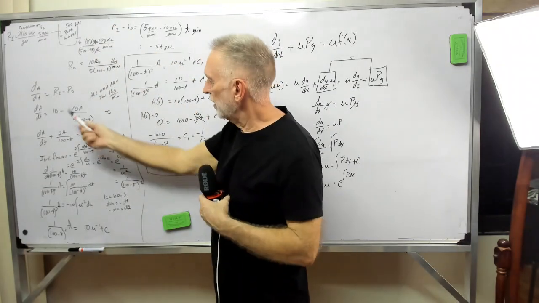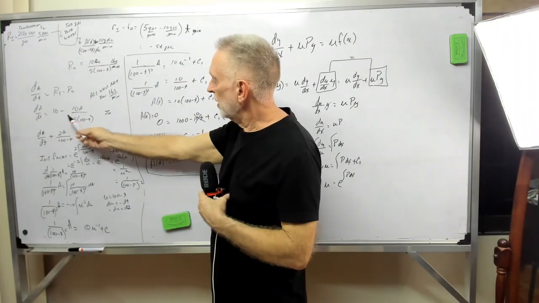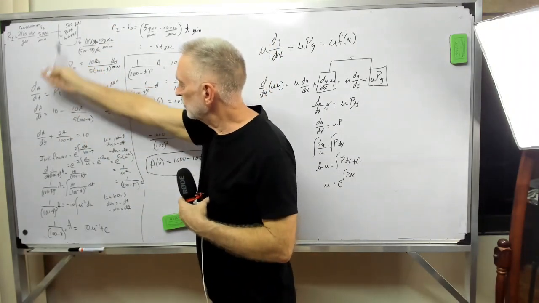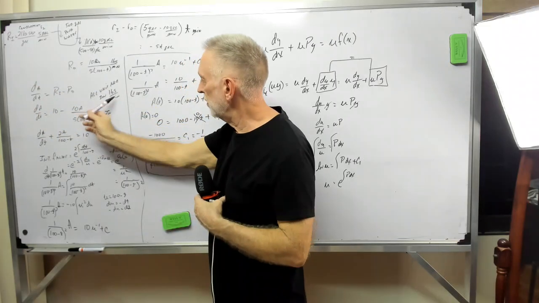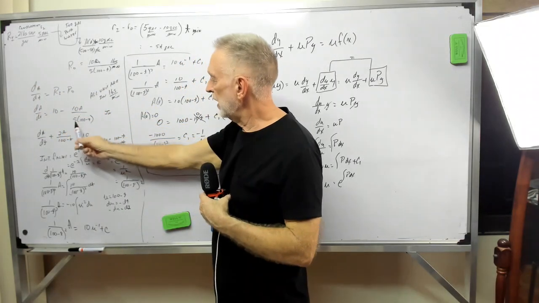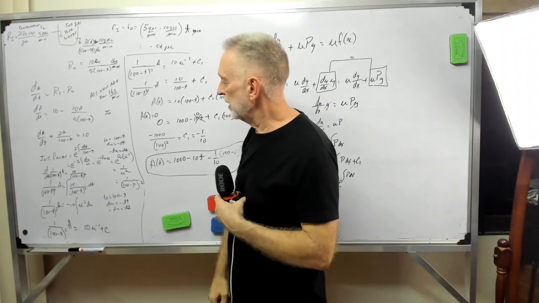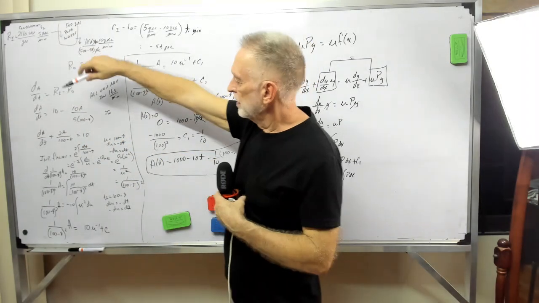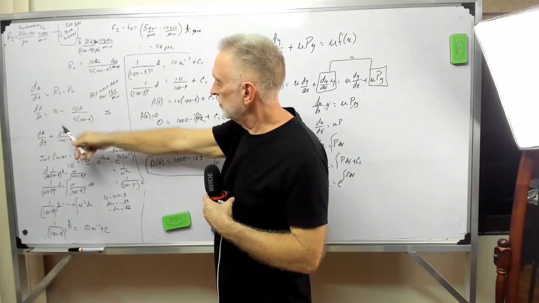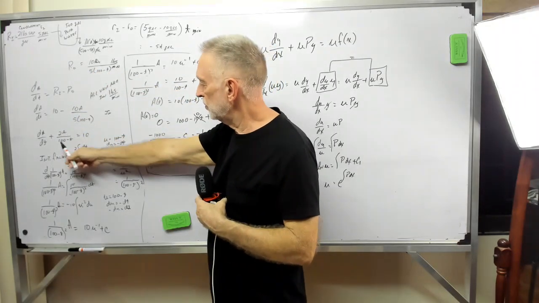Can't read my own writing. All right, so I have 10, which is what I had coming in, all units are pounds per minute, minus 10A over 5 times the parentheses of 100 minus t. Okay, so that obviously 10A divided by 5 is 2A.